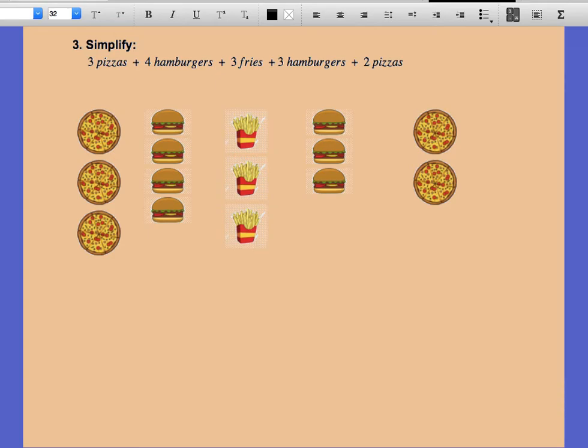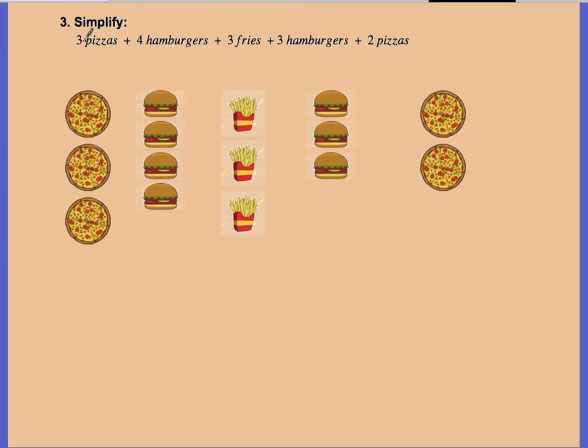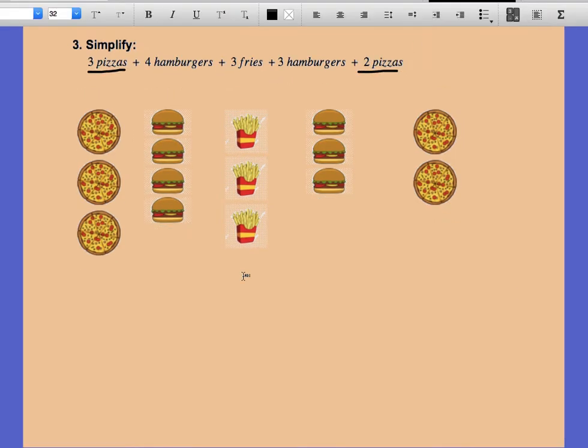So simplify. So this is taken from when we first start thinking about simplifying. We think of concrete things, right? Like 3 pizzas plus 4 hamburgers plus 3 fries plus 3 hamburgers plus 2 pizzas. So we could want to do like 3 plus 4 plus 3 plus 3 plus 2, but they're not all the same thing, right? So what are the same? Pizzas. These are the same things here. So 3 pizzas and 2 pizzas. If I combine like terms, I'm going to have at the end 5 pizzas.